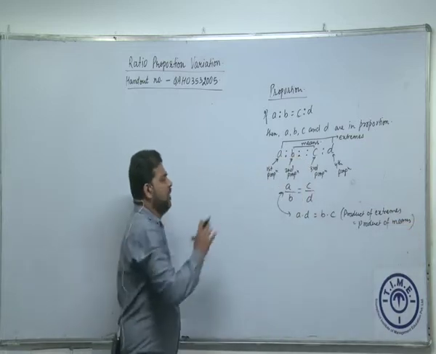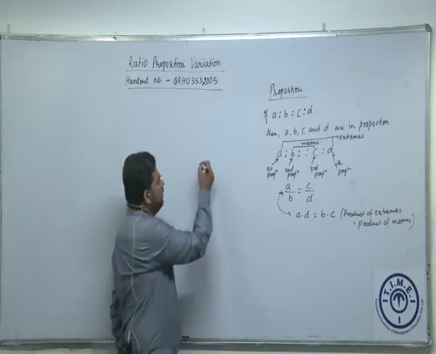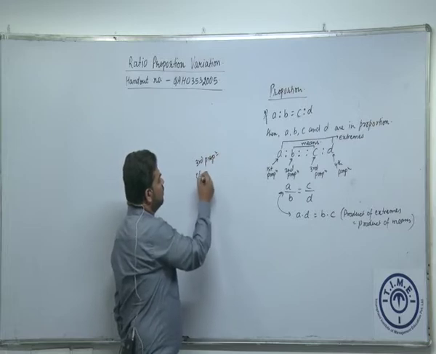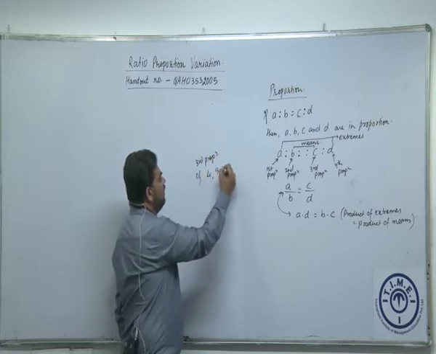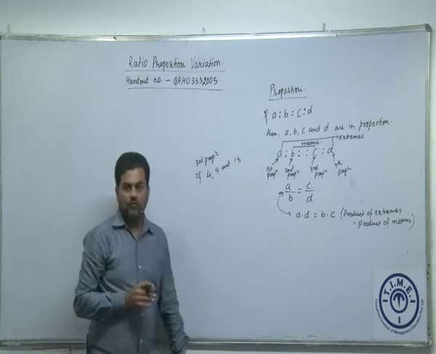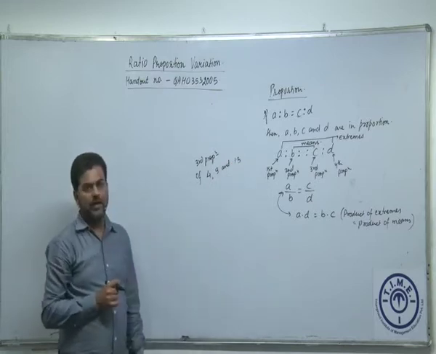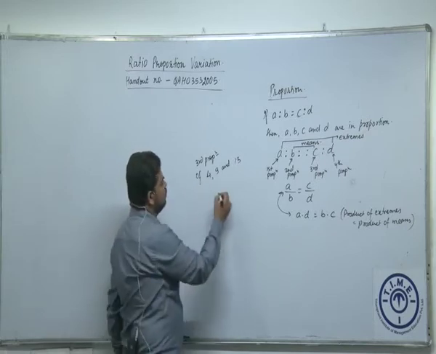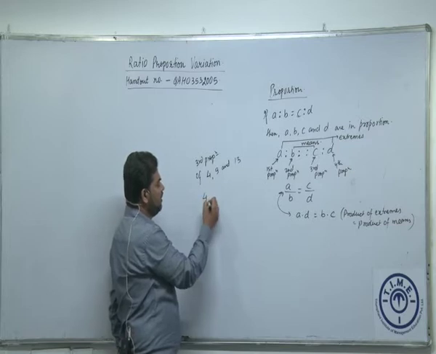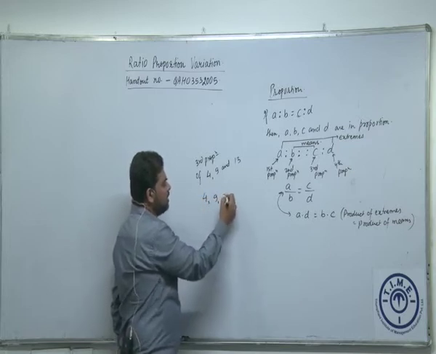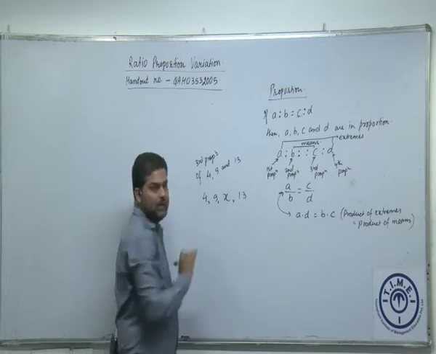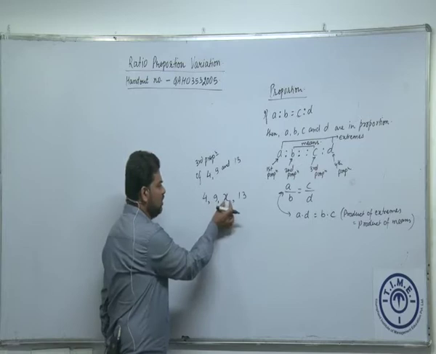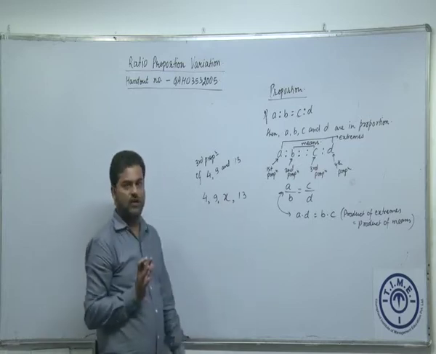Fine. So let us say there is an example that we have to find the third proportional of these three numbers 4, 9 and 13. How do we do that? Let us say the third proportional is x. So we will write the terms like this: 4, 9, x and 13. These four numbers are in proportion. In place of the third proportional we have used the variable x.